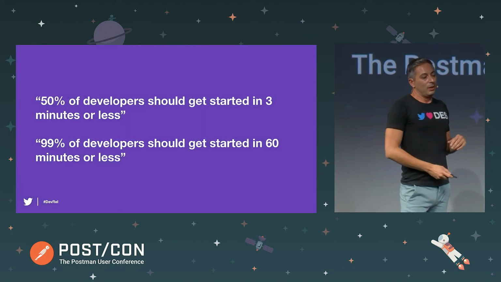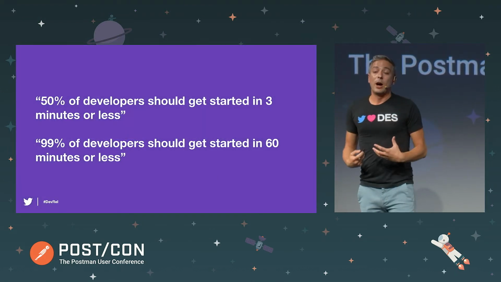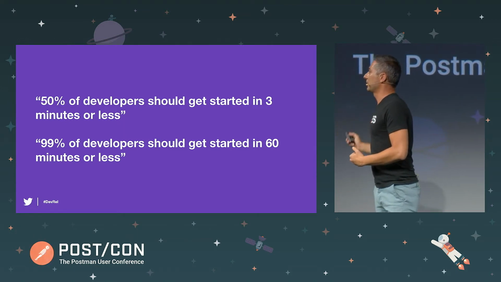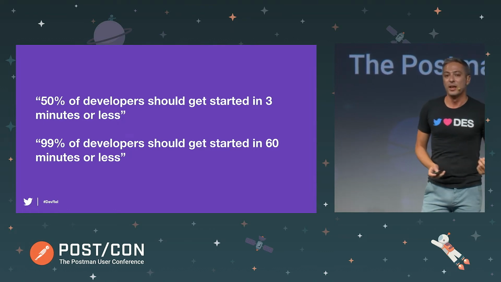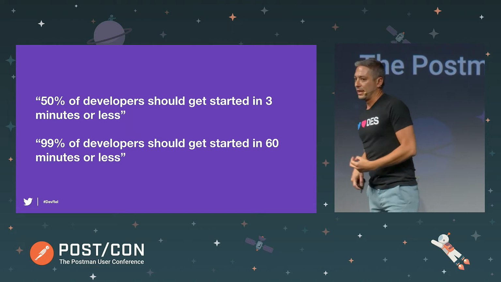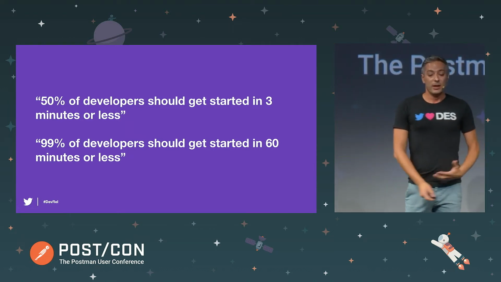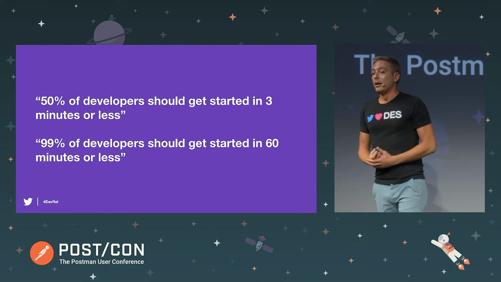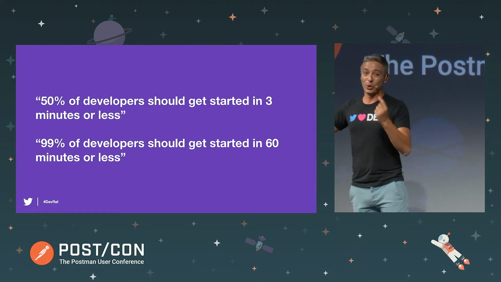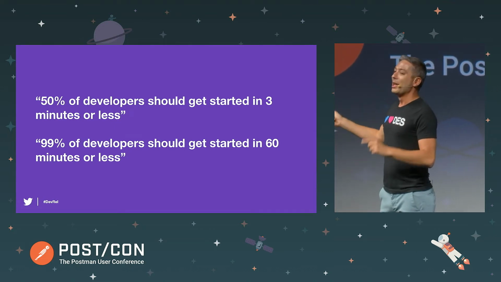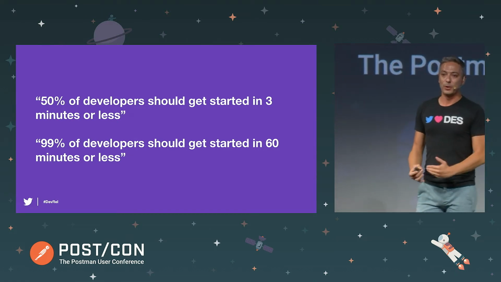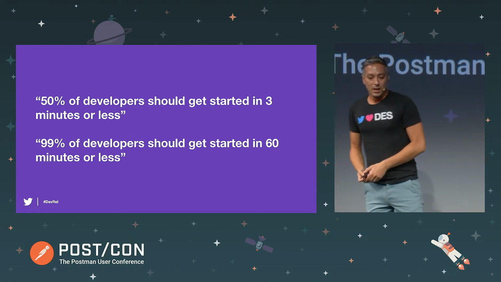So when we set goals, we can actually rewrite our own internal goals to say things like this: we want to make sure that 50% of developers get started in no more than 3 minutes, and that the vast majority of developers on our platform can get started in 60 minutes or less. Those are not our actual goals, but those are ideas you can use to get started, knowing that if you're optimizing for 99% of developers, you're already optimizing for 50% of developers. Yet, you can create specific initiatives and strategies to further optimize for your fastest cohorts.